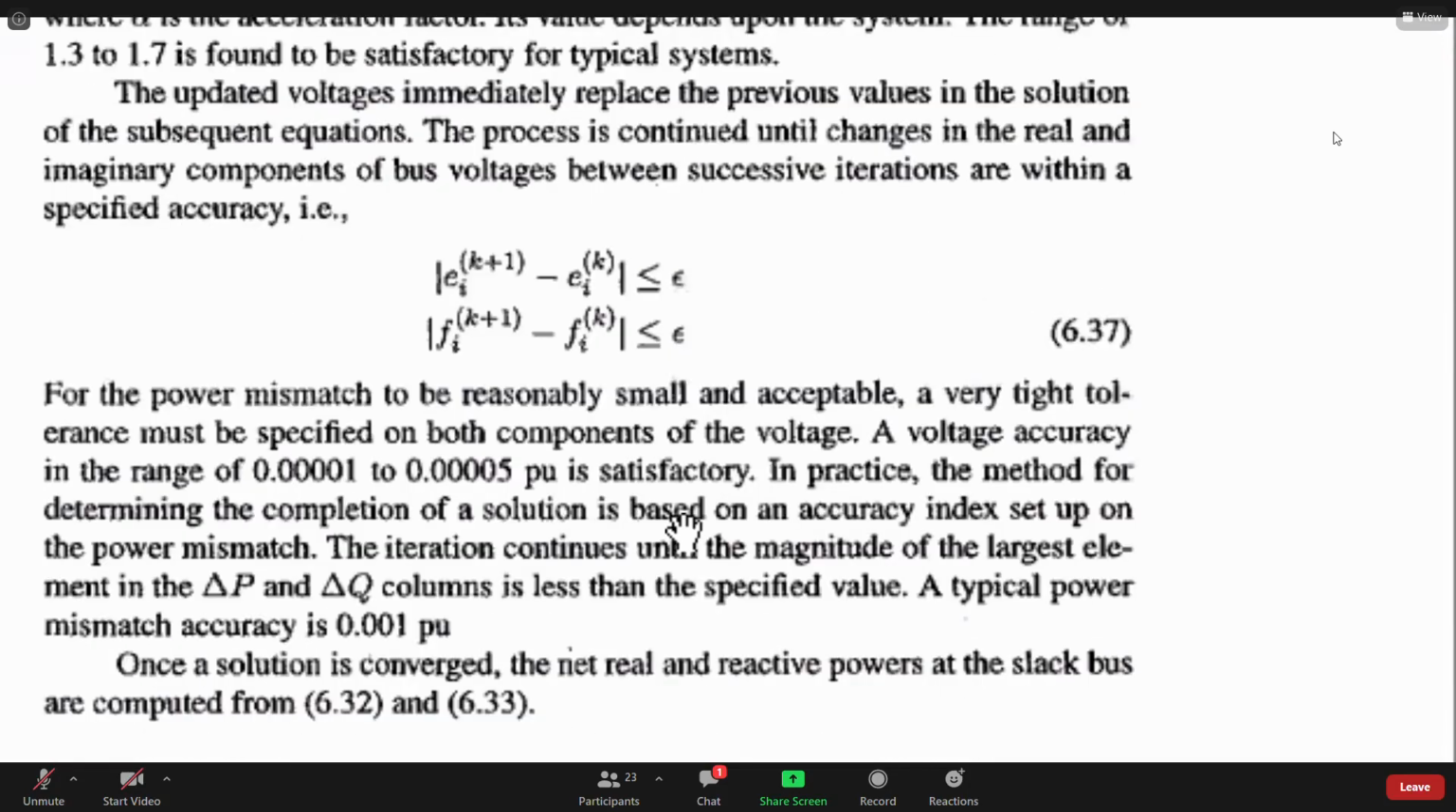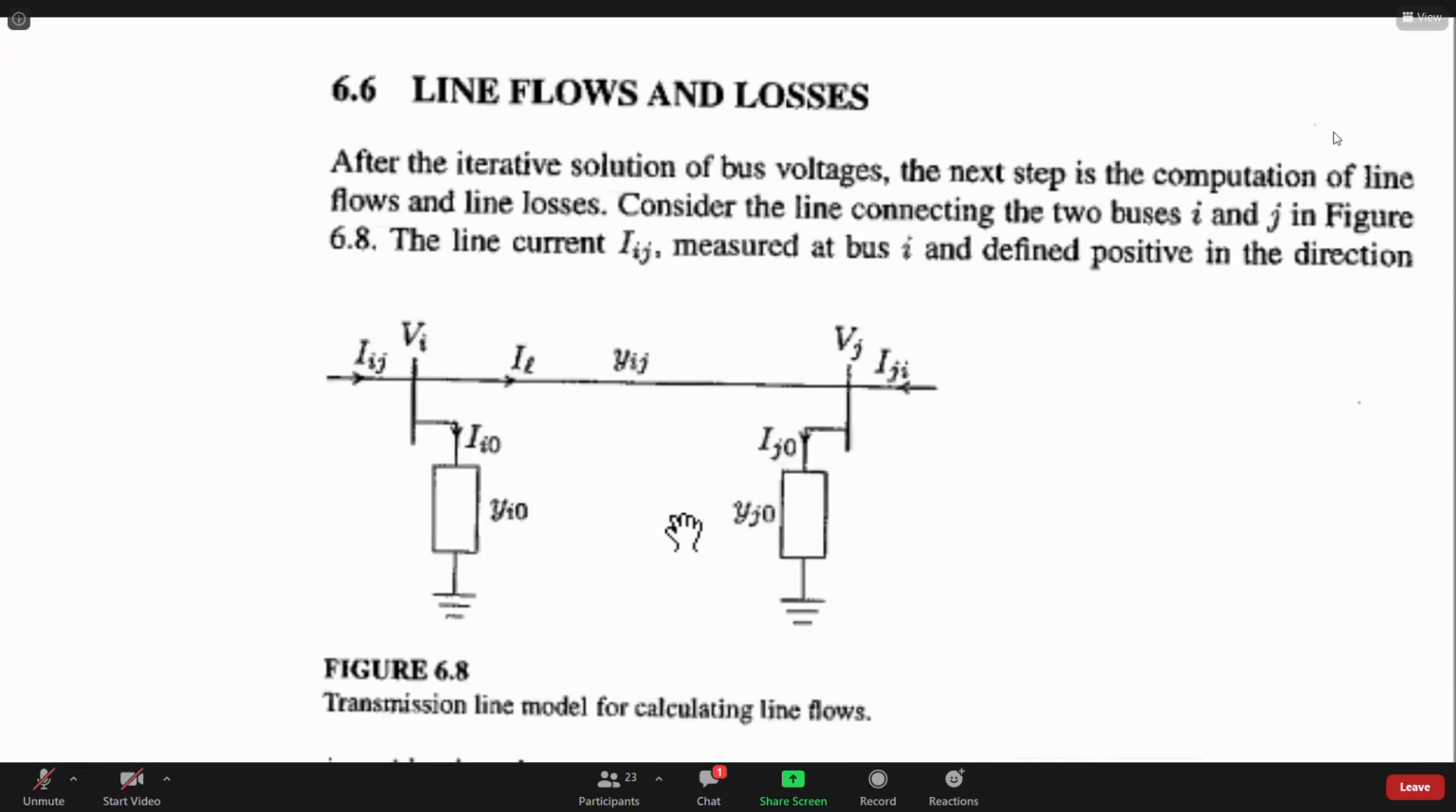Now we have to check the line loss, which is already mentioned. How can we find the line loss? If we have two buses, the power flow will be there between them, right? From bus 1 to bus 2, or here from bus I to bus J. That power flow will give you the line loss, or the loss due to line flow.